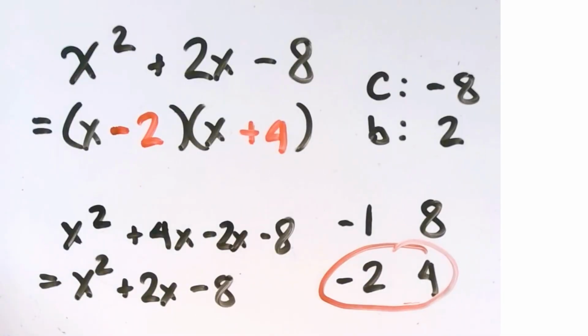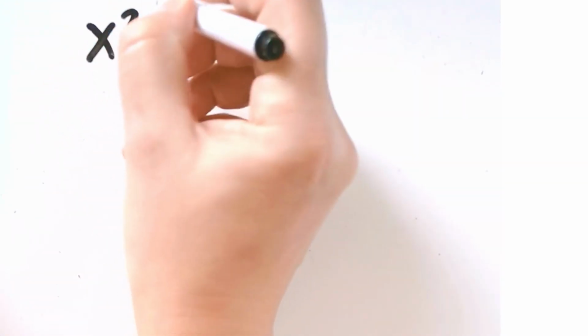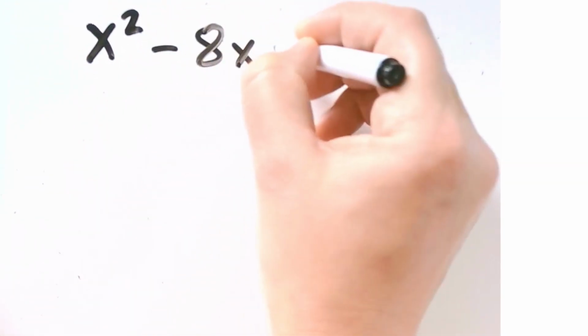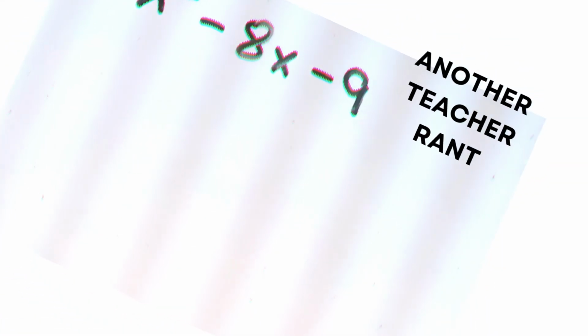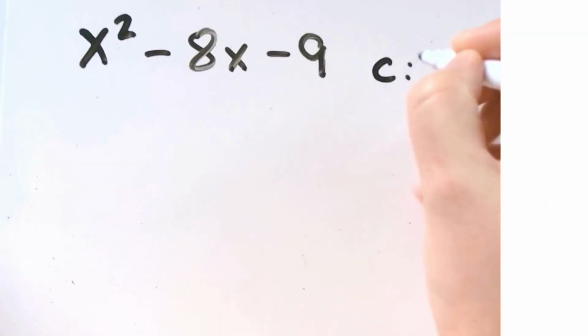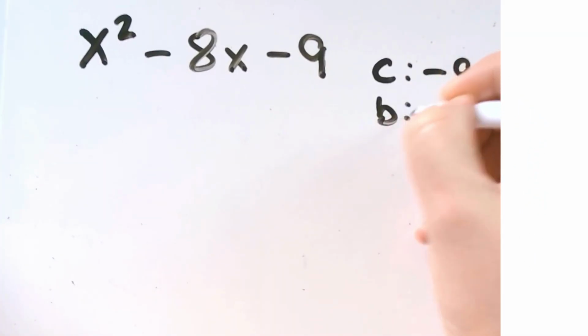And now we're going to look at an example that is similar but different. x squared minus 8x minus 9. Again, this throws people off because there are negatives in this problem. Because your brain starts to think, okay, multiply to 9, add to 8, oh my gosh, that is impossible. However, we just start at the beginning. C is negative 9, B is negative 8.